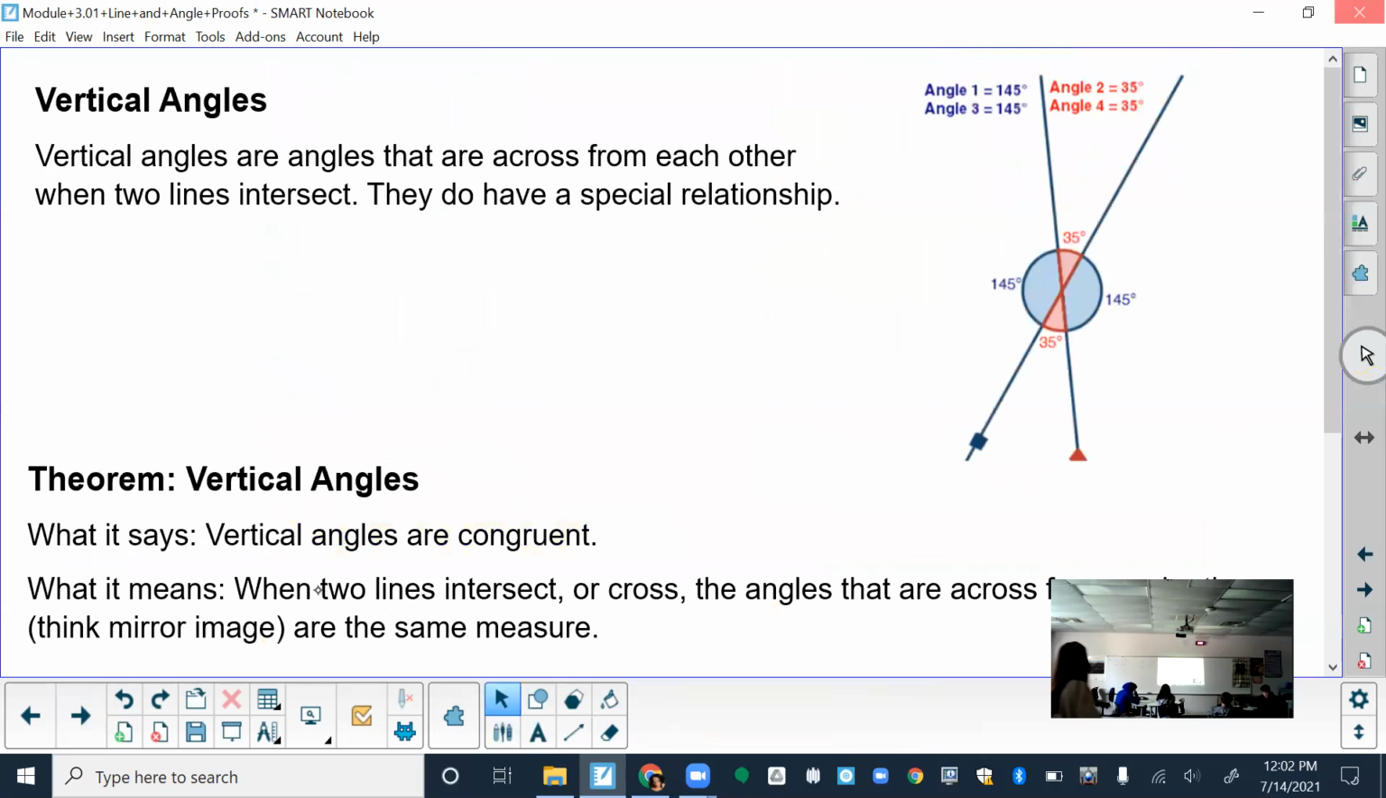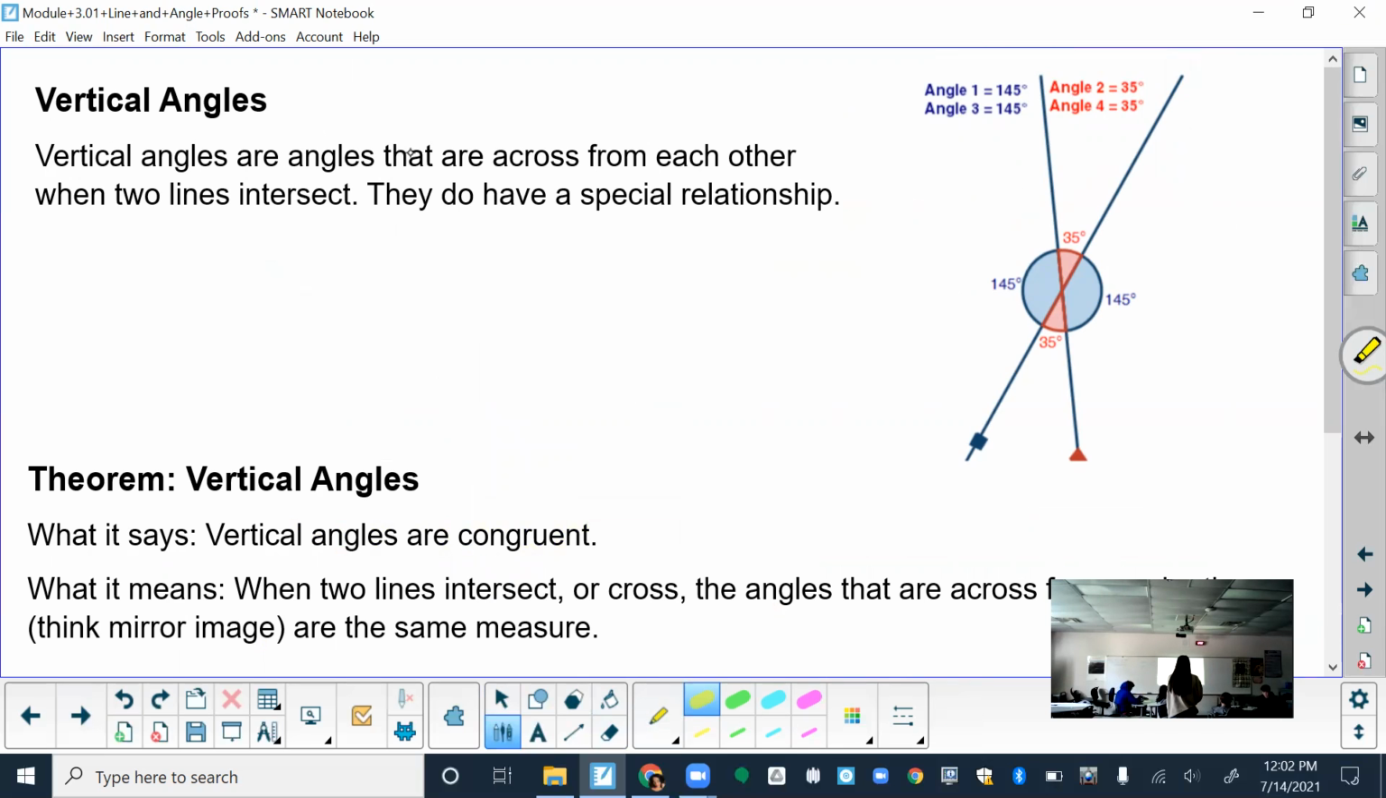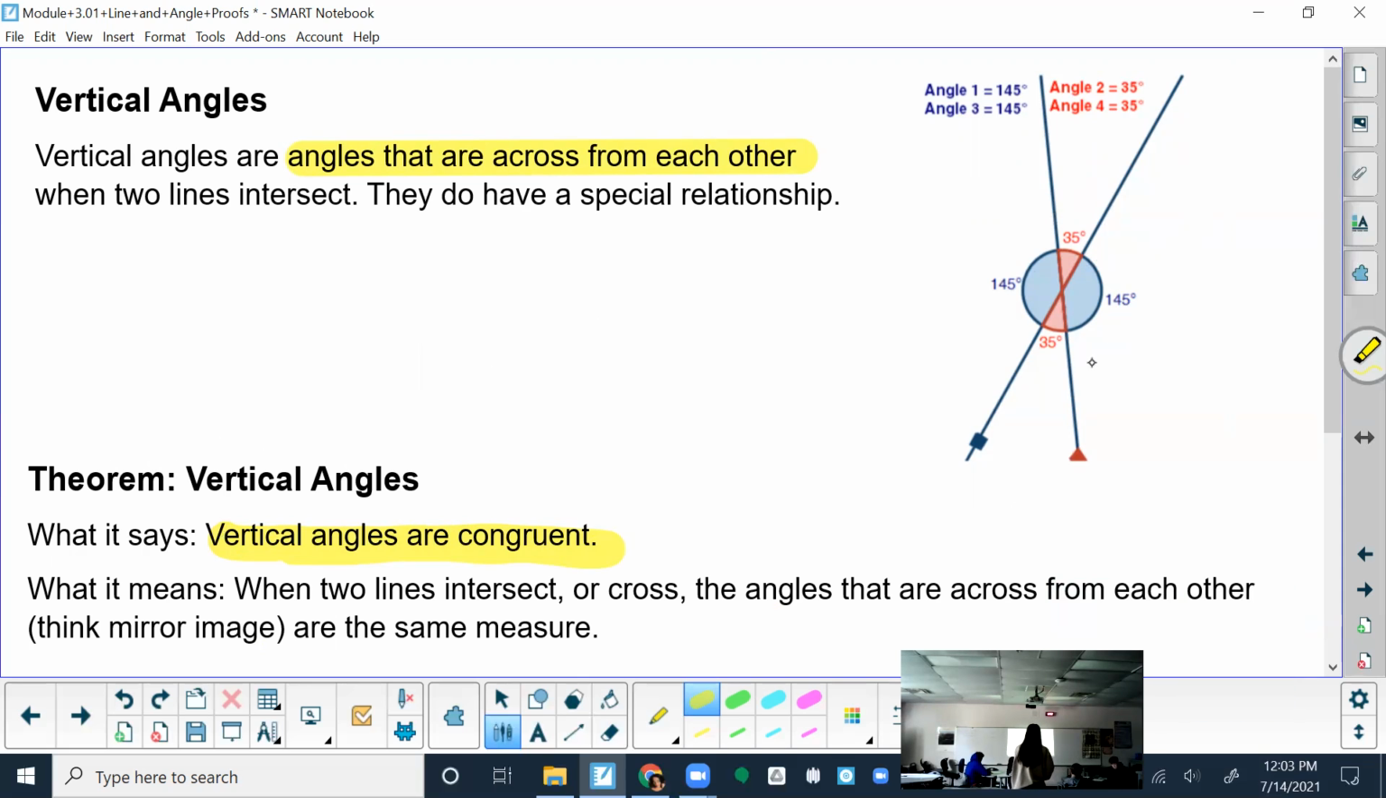On the next page, we're going to look more closely at vertical angles because they do have a special relationship. Like we said before, they're angles that are across from each other when two lines intersect. And again, they do have a special relationship. That relationship is known as the vertical angles theorem, which says that vertical angles are congruent to each other.